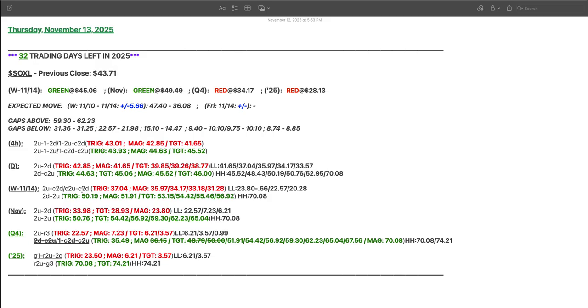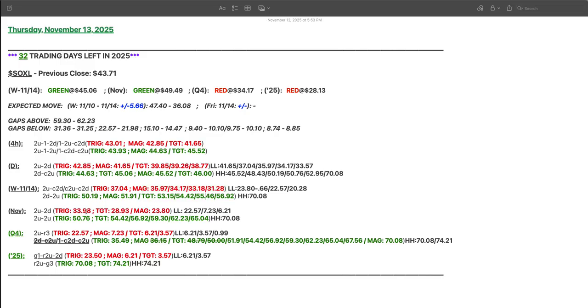But on the week, we're still an inside week. We have not triggered to the downside or upside. We've got to go down to 37.04 to trigger the downside, and we've got to get up to 50.19 to trigger to the upside. We're pretty much smack in the middle of that. So I don't see us triggering either of those tomorrow, but we do have the triggers as well as the magnitudes and targets for those moves if we do trigger somehow.